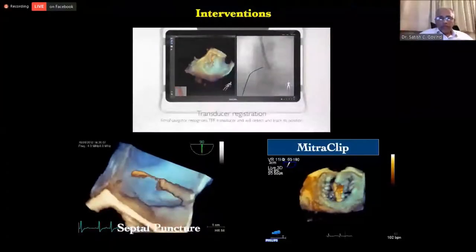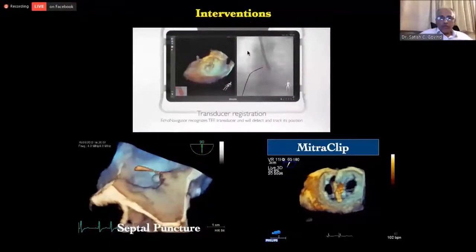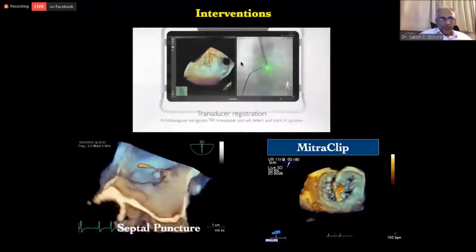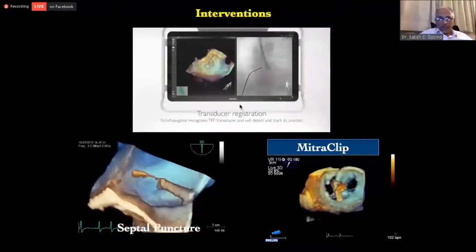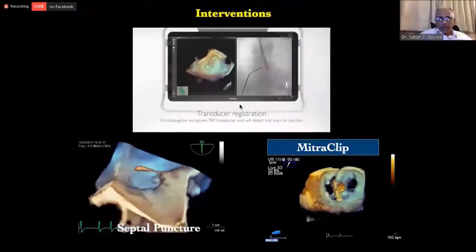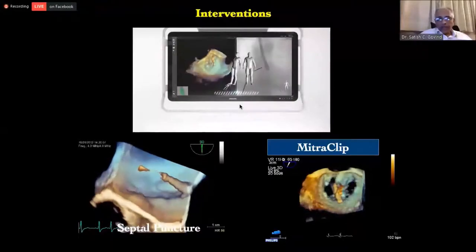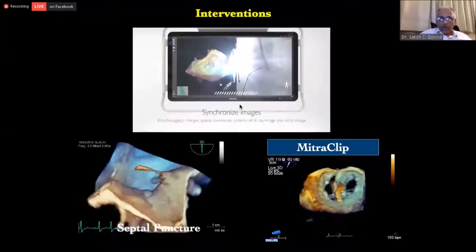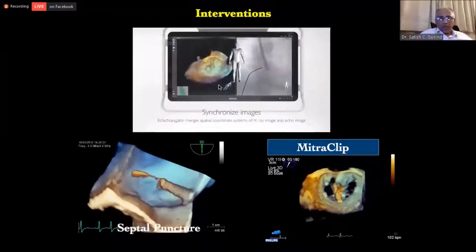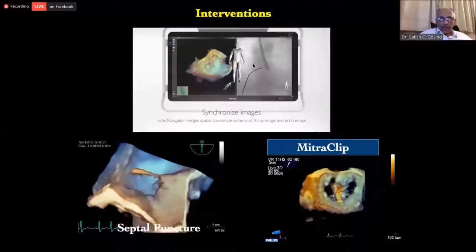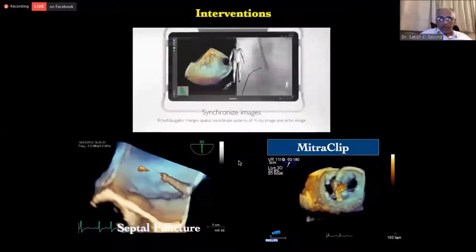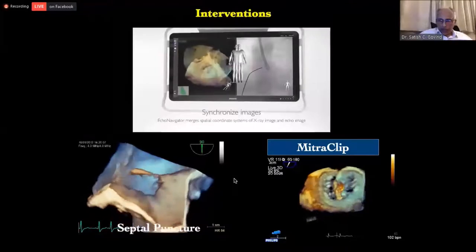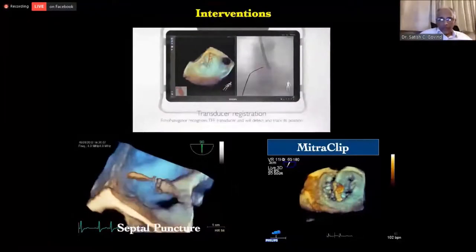Now, the other area where echo is useful in terms of regurgitation is in terms of interventions. So these interventions are very limited in terms of the way it is done in Asia. It has still not come in a big way, but it can be very, very helpful, highly dependent as far as the intervention is concerned. The echo is something which is the eyes for the interventionist. So this is something where it can play a big role.